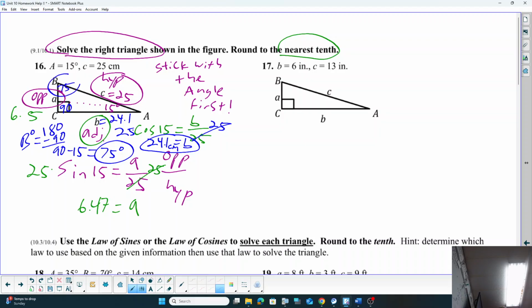Did you get it right? Try it on your own. Pause me, try it on your own. Try 17 on your own there.